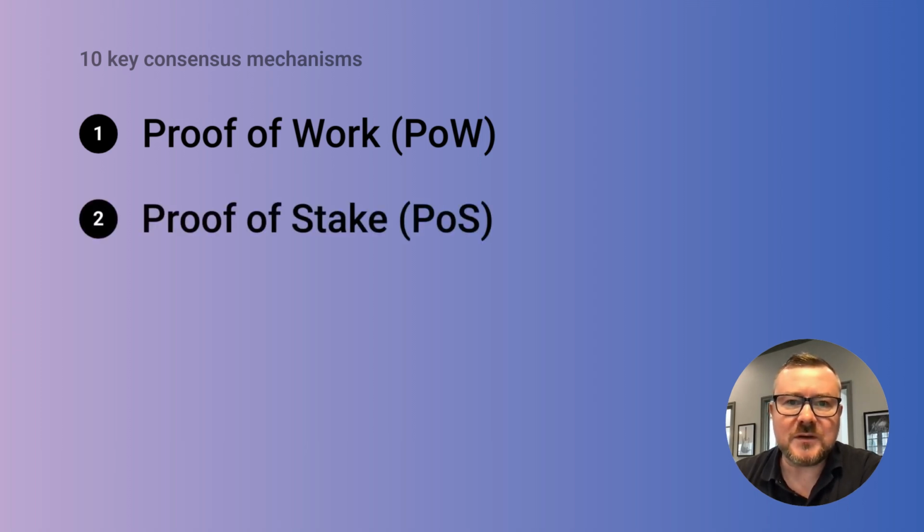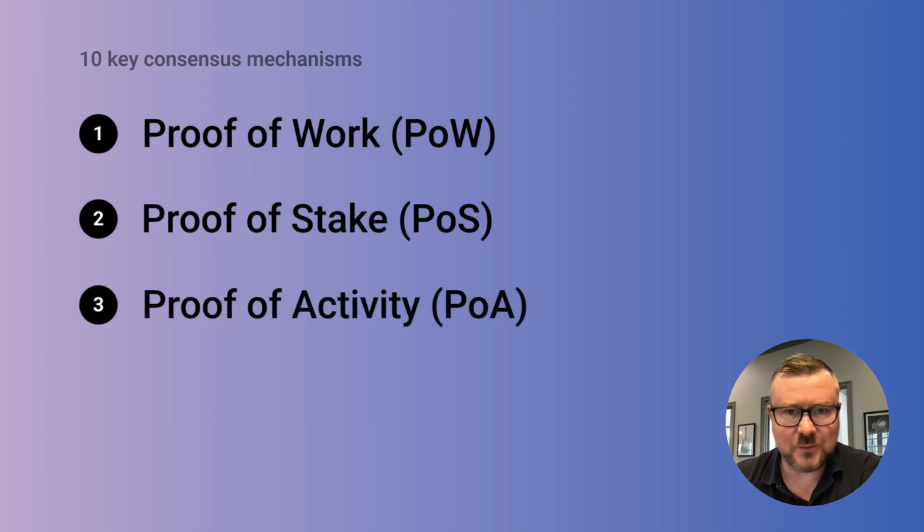Proof of Stake, POS. Proof of stake eliminates the need for mining. Instead, participants validate transactions based on the number of tokens they stake as collateral. The more tokens a user stakes, the higher their chances of validating a block. POS is far more energy efficient than POW and promotes a sustainable approach to blockchain consensus.